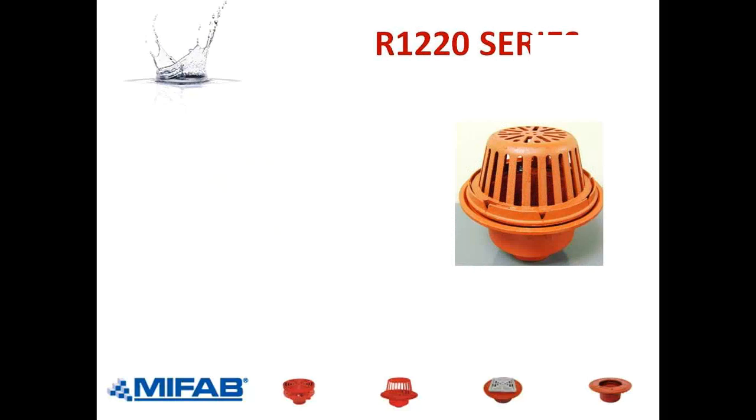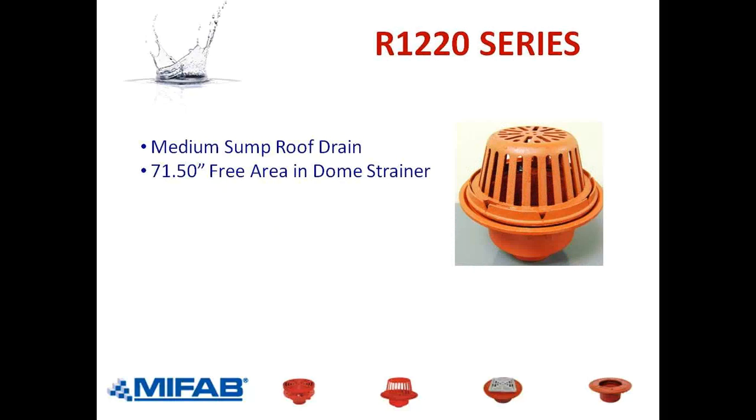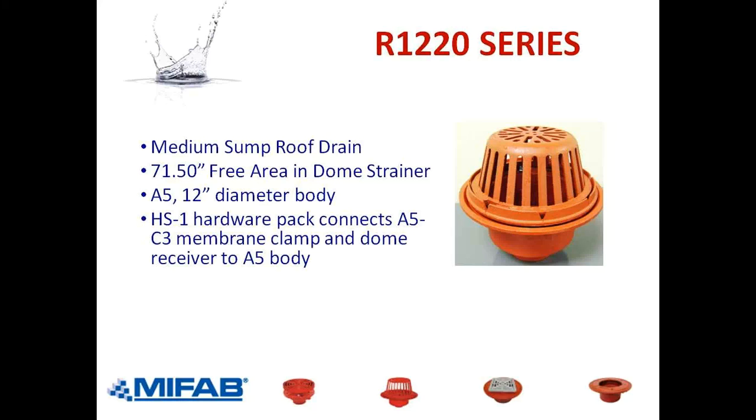The medium sump roof drain, the R1220, has a little bit more free area in the dome strainer, 71.5 inches. It's the A5 body. We don't talk much about the A5 body because we only made the A5 body for this R1220 roof drain series, 12-inch diameter body. And we use the same HS1 hardware pack to connect the A5C3 membrane clamp to the body, and then the dome. We only have this dome for the R1220 in cast iron. We don't make it in plastic.